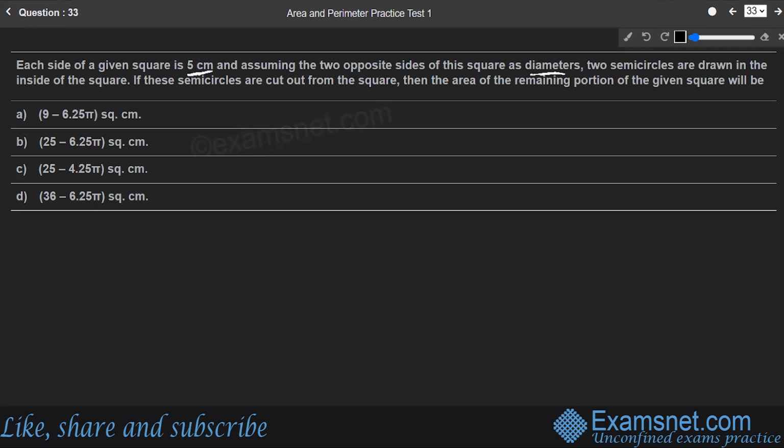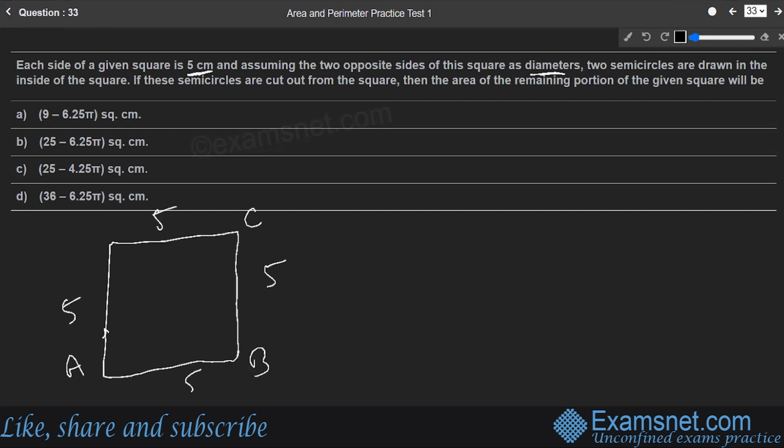Each side of the given square is 5 centimeters. So let's create the square first. So this is that particular square that we have, 5 centimeters. Each length is 5 centimeters. We can name these points also. Let us start from here. It is A, B, C, and D.